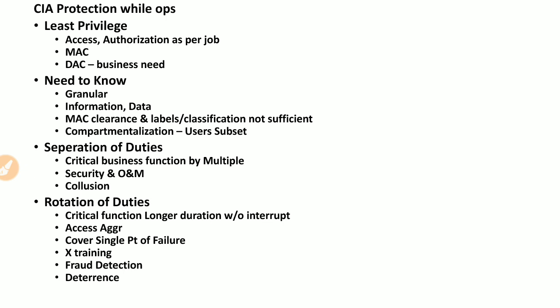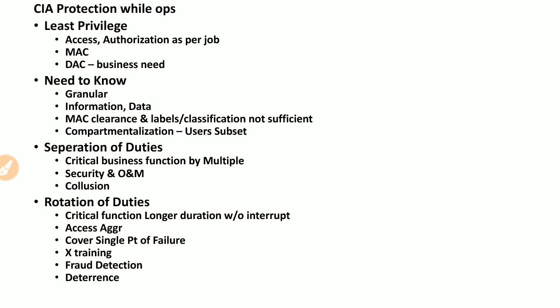Then another administrative control is the rotation of duty, and it basically prevents a single individual from performing a critical business function for longer duration without interruption. So basically you rotate his responsibility, so any excess aggregation or excess rights which he has gathered over a period of time get revoked. Moreover, it also covers the single point of failure in case this individual leaves the job or meets an accident. So another individual is available to perform his duties. The purpose is also to carry out cross training of resources between different domains, so in case a single resource is missing, another person is available to perform his duties.